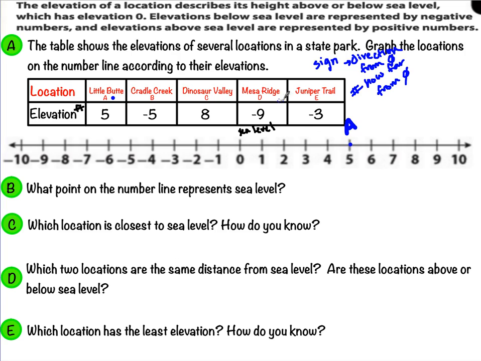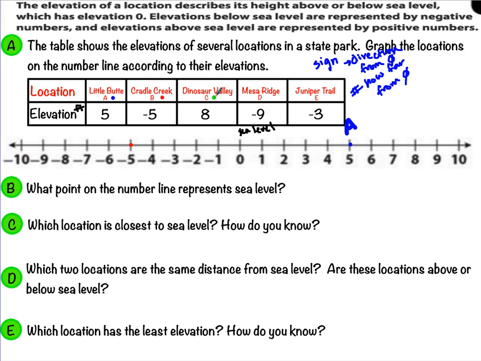Okay. So then now, Cradle Creek. Cradle Creek I'm actually going to do in red. Now again, look at the sign. You have a negative sign here. Since it's negative, it tells you you are going to the left. So I always start at 0. I always start at sea level. And now I'm going 5 spaces to the left. So 1, 2, 3, 4, 5. Again, it's always important to make sure that each of your ticks on the number line represents 1, because it shows me this is 1, 2, 3. If this were 2 and this were 4, then each tick would represent 2 and I'd have to be more careful when I plot my points.